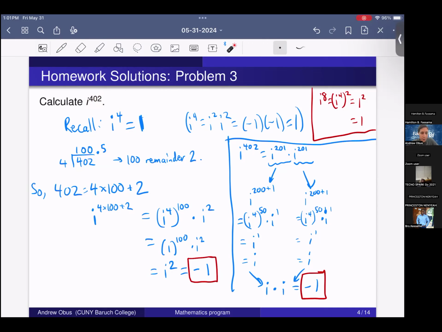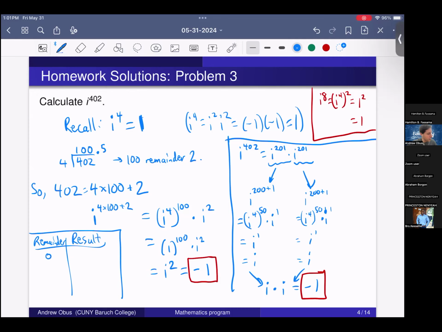You just keep the remainder, and if the remainder is 0, it's 1. If the remainder is 1, you get i. If the remainder is 2, you get -1. And if the remainder is 3, you get -i, right? So I can do this all, so here we have, if this is the remainder, and this is the results. Sorry, over here, if the remainder is 0, 1, 2, or 3, the result, you'll get 1, i, -1, or -i.